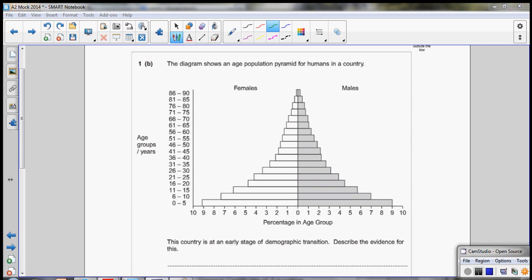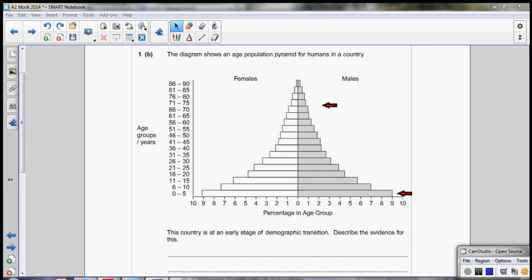Moving on to question 1B, we're presented with an age population pyramid. Looking at this pyramid you can immediately see that it's got a fairly wide base and it's got a fairly narrow top. Now that should be suggesting to you a country that has quite a high birth rate, a relatively high death rate, possibly a country which doesn't have a brilliant healthcare system and where people aren't expected to live that far into old age.